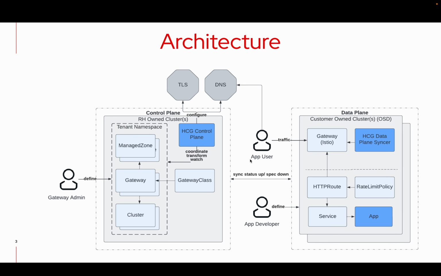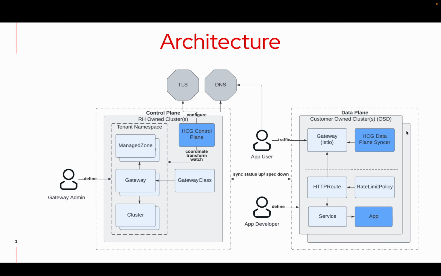Just above that, we have the application user. In the demo, we'll use curl to represent the application user. They'll be doing a DNS lookup for the host name of our HTTP route. That'll respond with the IP address or IP addresses of the gateways of the data plane clusters, so there'll be DNS load balancing taking place. Then traffic will flow down into the HTTP route and ultimately to the application. We'll see how the rate limit policy plays in as well.